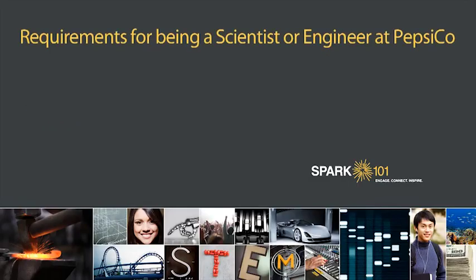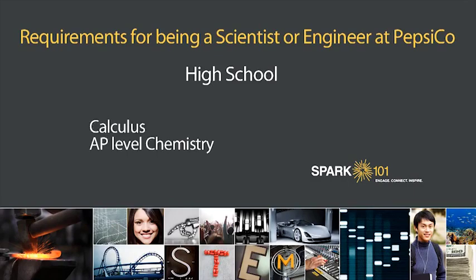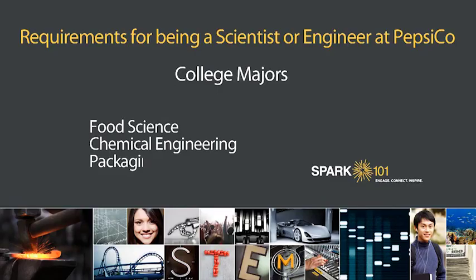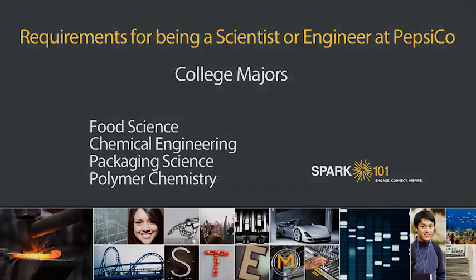The requirements to be a scientist or engineer at PepsiCo are, in high school, taking classes such as calculus and AP level chemistry or physics, and in college, majoring in things like food science, chemical engineering, packaging science, or polymer chemistry. Perhaps most importantly is having a passion, a curiosity, and a determination to learn.